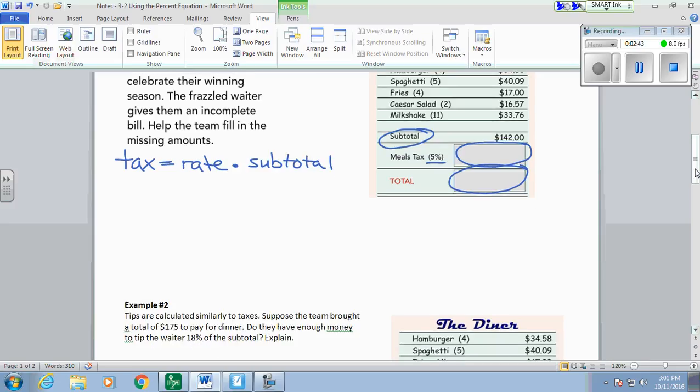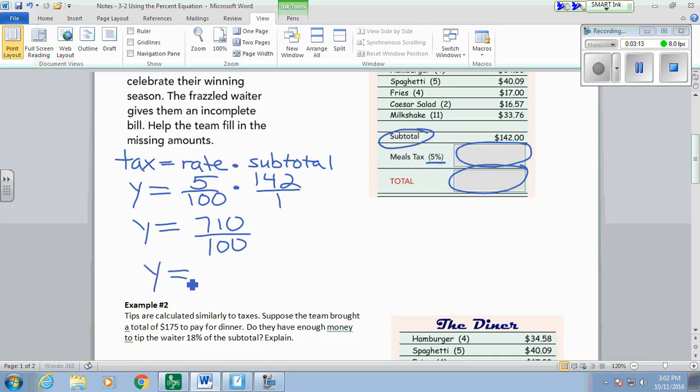So we need to determine the amount of tax. Our rate is 5%, which again, 5% is the same thing as 5/100. So I'm instantly writing it as a fraction. Again, if you wanted to change it to a decimal here, I would not be opposed to that. Then we're going to multiply it by the subtotal, which was $142. I see that I can't do any cross-canceling. I'm going to just multiply. 5 times 142 will give me 710 divided by 100. I'm going to move that decimal over 2 places, and I will get $7.10. So I know the tax is $7.10.